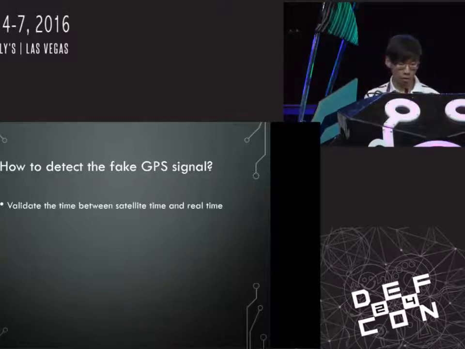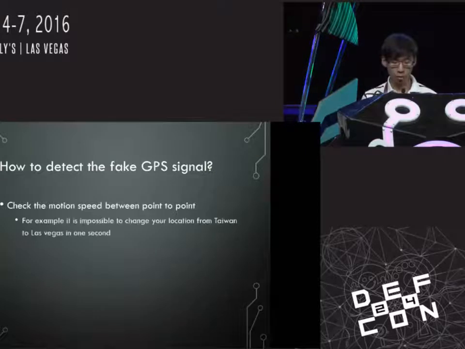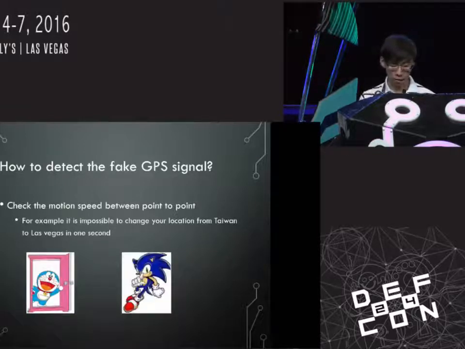And another way is to check the motion speed between point to point. For example, it is impossible to change your location from Taiwan to Las Vegas in 1 second, unless you are Doraemon or Sonic.